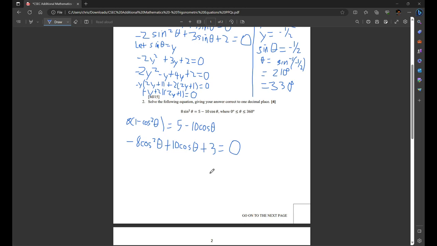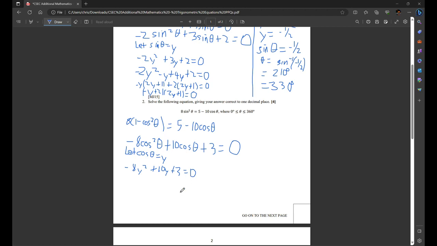Okay, so all we can do is we're going to do the same thing. This time we're just going to say let cos theta, of course, because we're not working with sine, equal to y, and then it's just solving a quadratic, which you've been doing since like third form, so that should be pretty simple. Negative 8y squared plus 10y plus 3 is equal to 0.